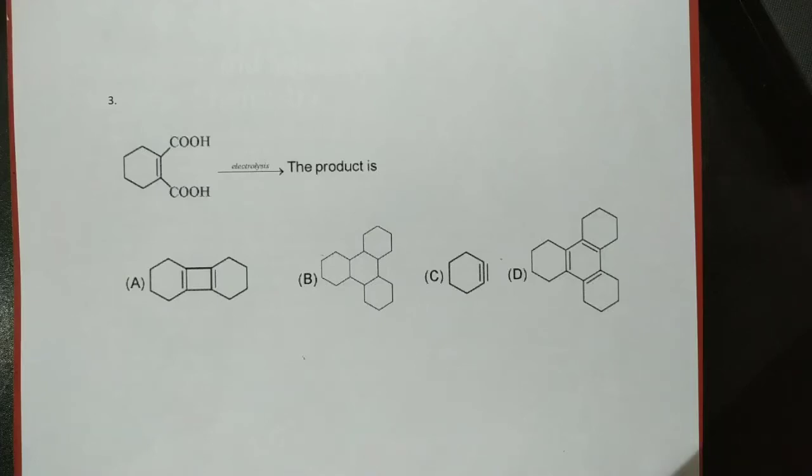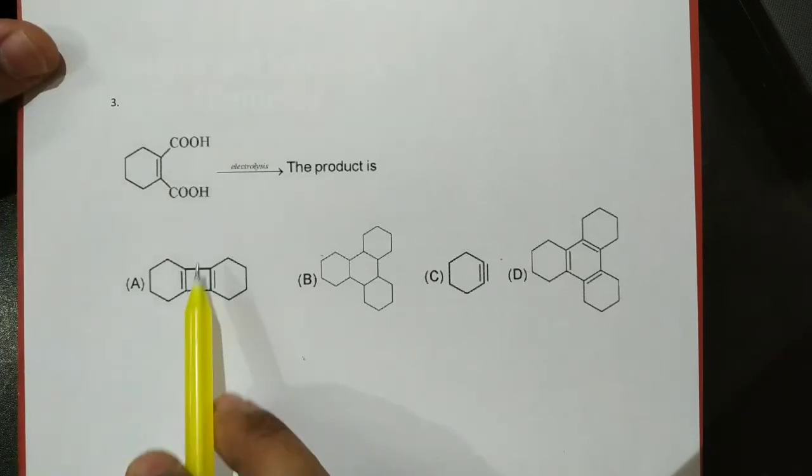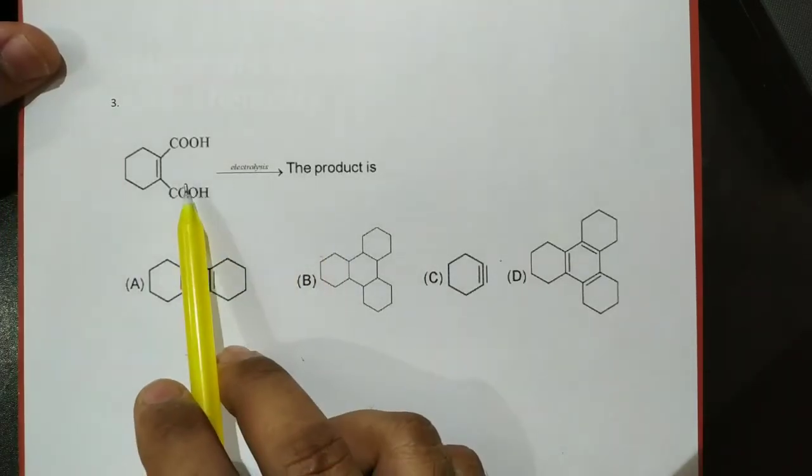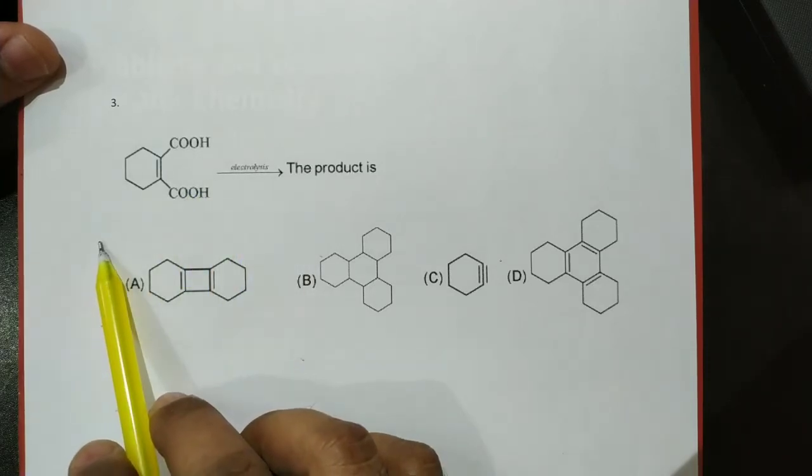Hello students, here I am going to discuss some important problems from the alkanes chapter. So here in this case, the first question is: it is a dicarboxylic acid. This dicarboxylic acid on electrolysis actually.